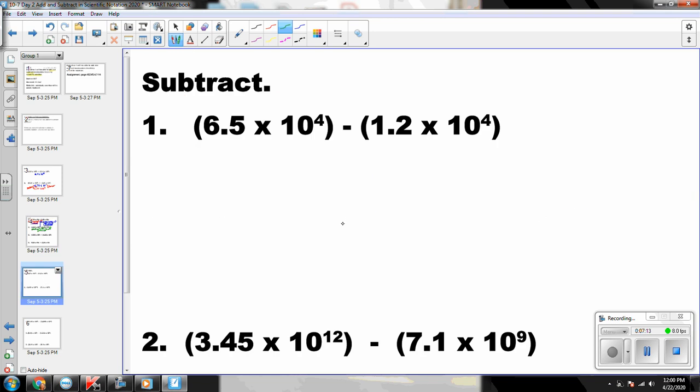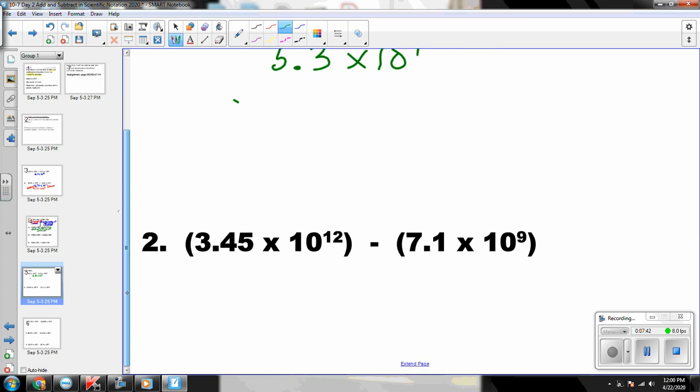Okay, now we're going to go to subtracting. When we subtract, we still need common exponents. So look at number 1. They're both times 10 to the 4th. So we don't need to do any changing. We're going to keep this times 10 to the 4th. We're going to go ahead and take 6.5 minus 1.2. That would be a 5.3. Is it in scientific notation? Yes, it is, because 5.3 is 1 or higher but less than 10.